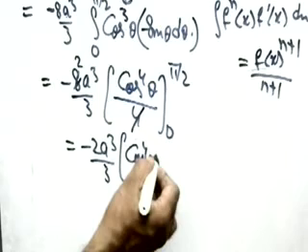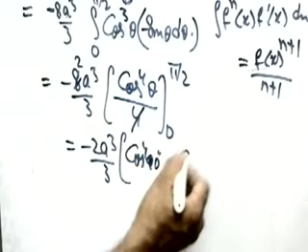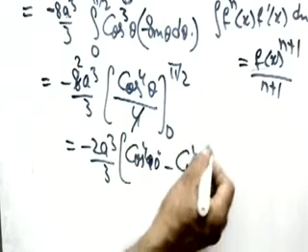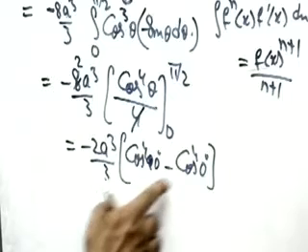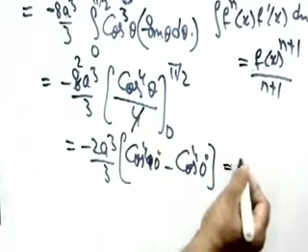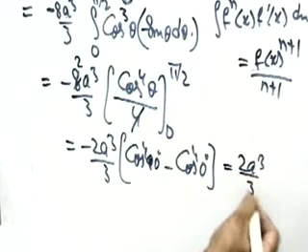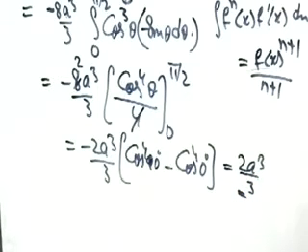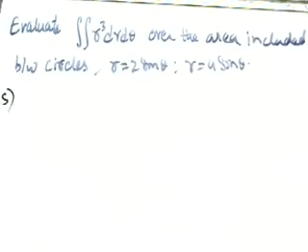Now upper limit means 90. So this will be cos power 4 90 degrees minus cos power 4 0 degrees. Cos 90 is 0. Cos 0 is 1. 1 power 4 is 1. But minus into minus will become plus. So this will be 2a cube by 3. 2a cube by 3. Now you see the next question.